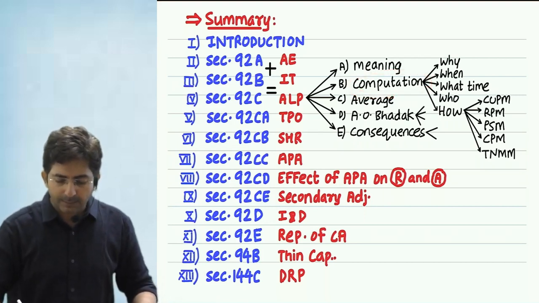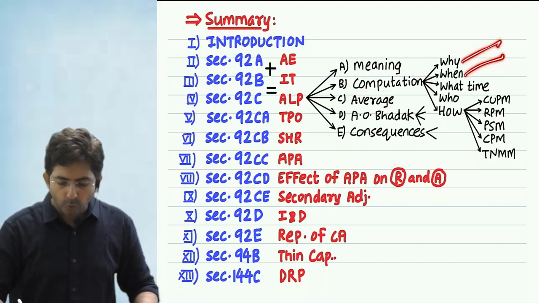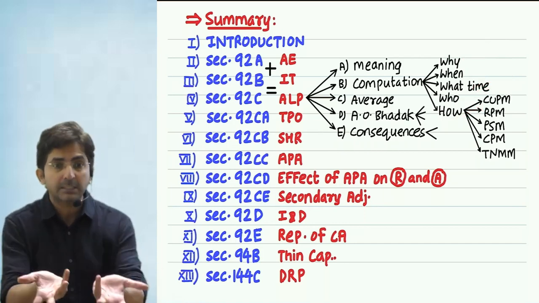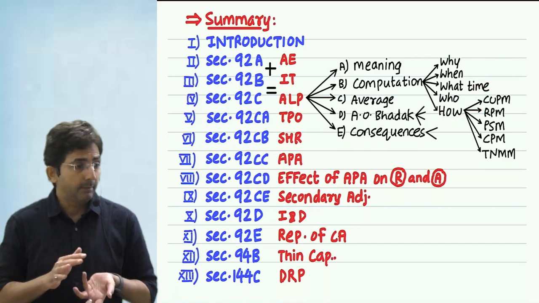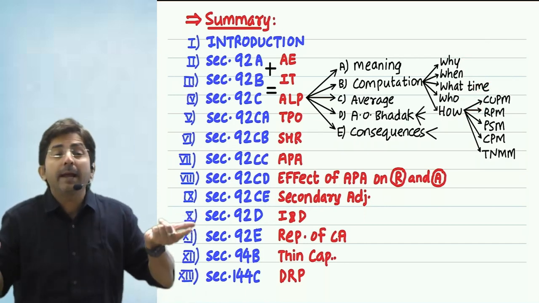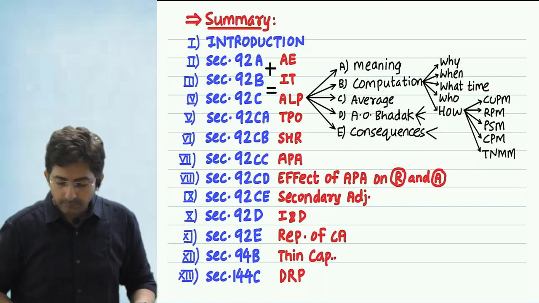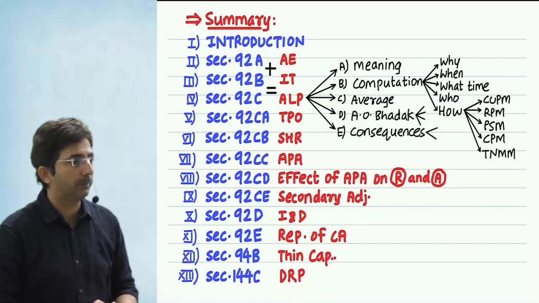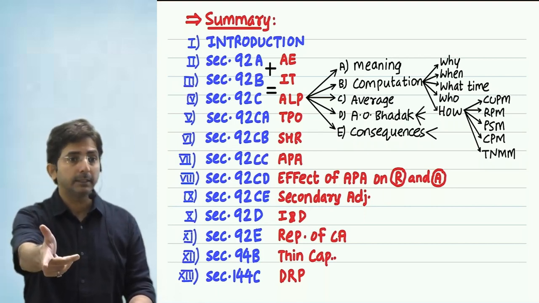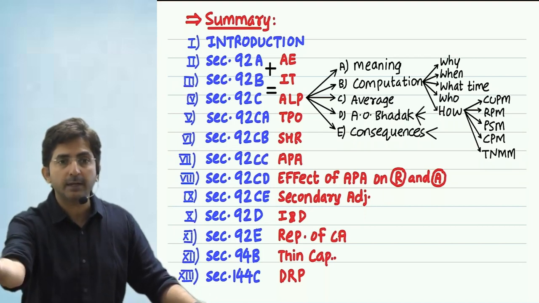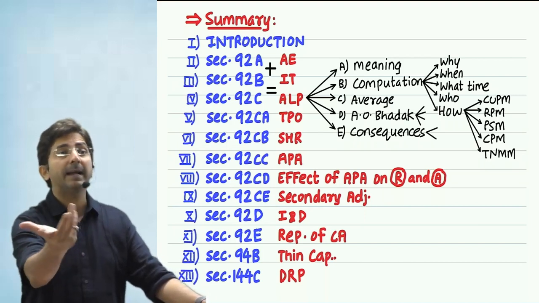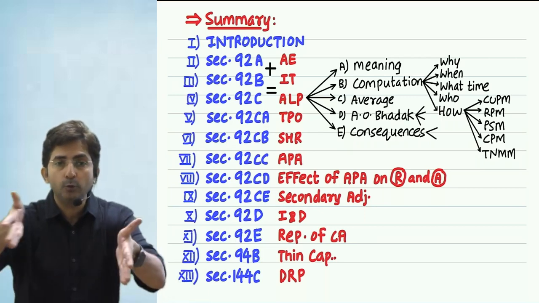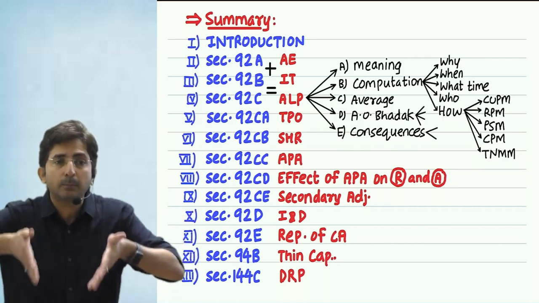In computation I said 5 things. Why to compute, when to compute, what time, who will compute, how to compute. So why? Because the government does not trust the price charged by you whenever there is AE plus IT. Sorry, first was who will compute ALP. Who will compute ALP? The assessee. And if he is not able to, he can approach a chartered accountant. And ALP is computed at what time? Precisely, after the year is over. After 31st March up till the due date of filing return. At that time ALP is computed.